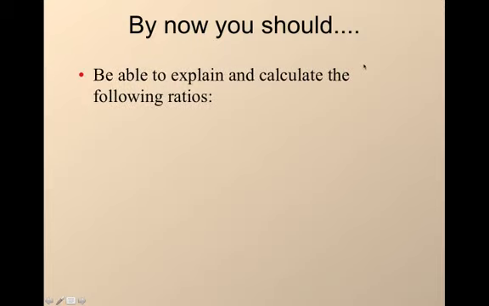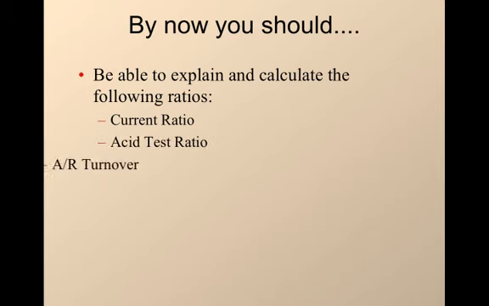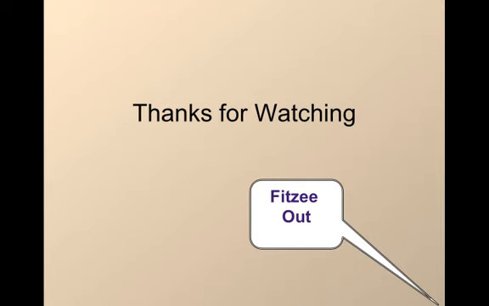Okay, so by now you should be able to explain and calculate those 4 ratios: the current ratio, the acid test ratio, accounts receivable turnover and collection period, and you should also understand the balance sheet presentation of receivables.